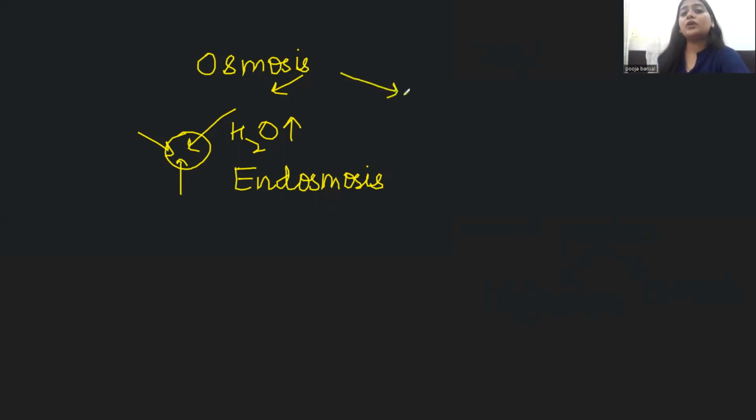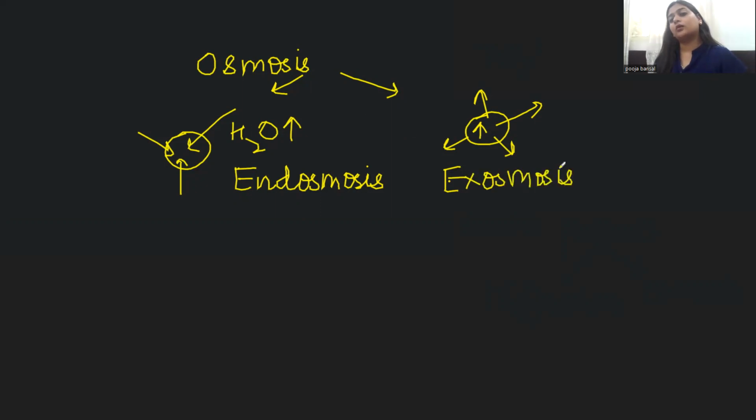Whereas if you take a cell which already has a high concentration of solvent molecules, here the concentration is high inside the cell, so the cell will lose its solvent outside. We will call this condition exosmosis.